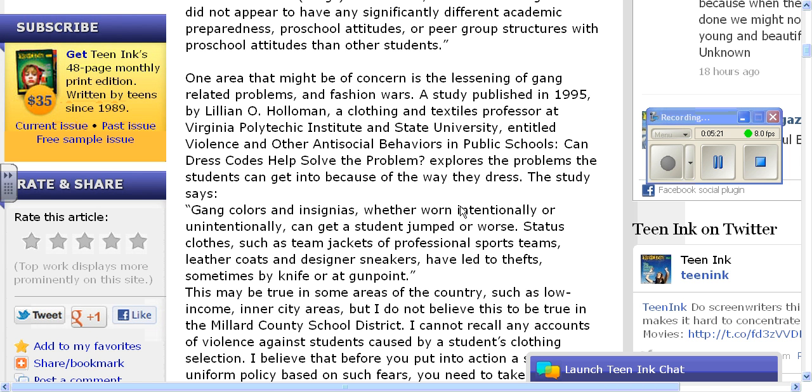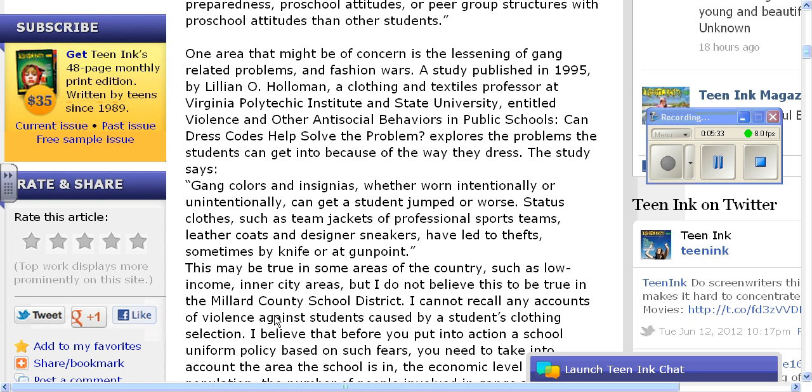So our author is directly addressing something that a lot of readers may be thinking about. Then he says, "This may be true in some areas of the country, such as lower income inner city areas, but I do not believe that this is true in the Millard County School District. I cannot recall any accounts of violence against students caused by a student's clothing selection." Directly addressing those strong objections and having a reply to them is very important and very effective in this case. So I want you to go back and reread this article on your own and really take into account how the author has effectively stated and supported his argument.